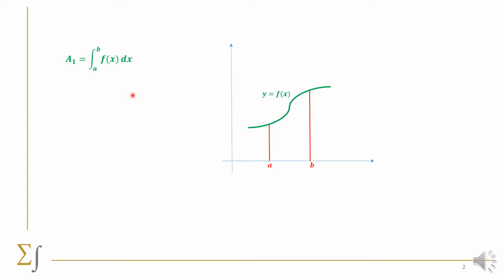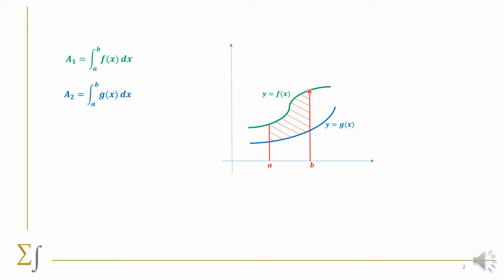Now, suppose we have a function g of x, and we also want to find the area under g of x. Simple enough, this area under g of x is equal to the integral of g of x dx from a to b. But now we're interested in the area between f of x and g of x. We see that f of x is the upper curve and g of x is the lower curve. We are interested in this area.